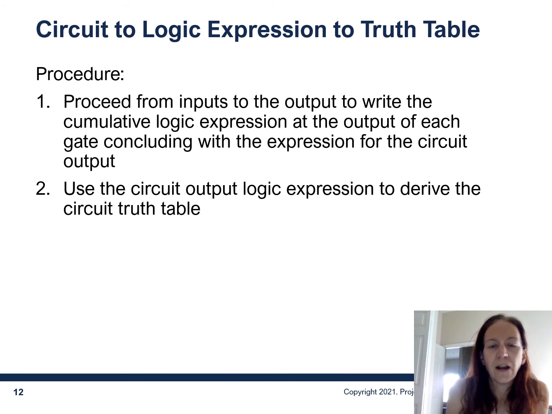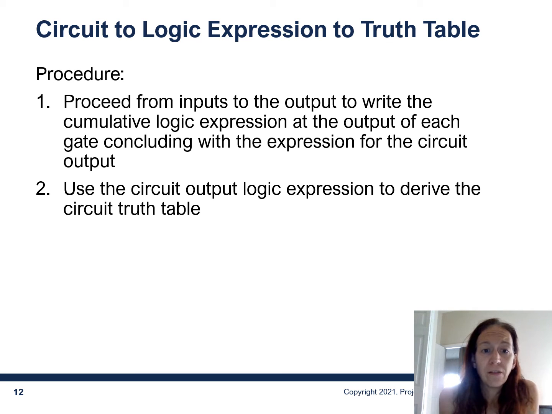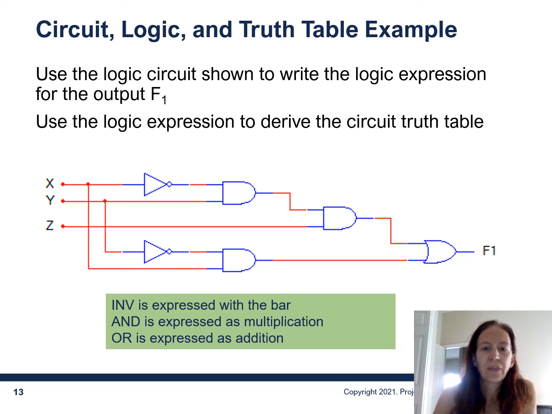Okay, second direction. This is using the circuit to get the logic expression and then go to the truth table from there. I think you might like this better. So you proceed from the inputs to the output to write the cumulative logic expression at the output of each gate, concluding with the expression for the circuit output, and then use the circuit output logic expression to derive the circuit truth table. And you don't have to deal with all the test points, which makes this a lot faster to do.